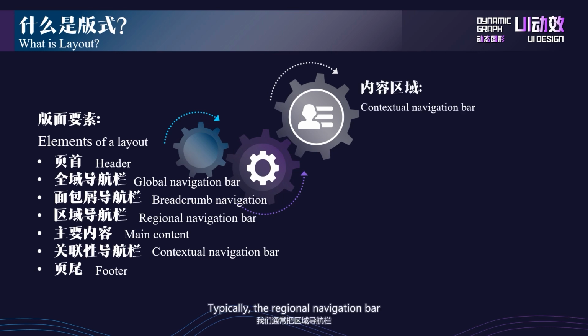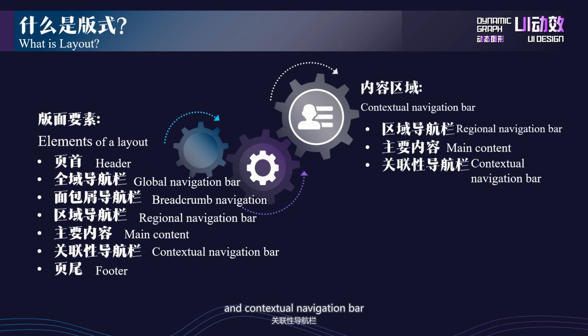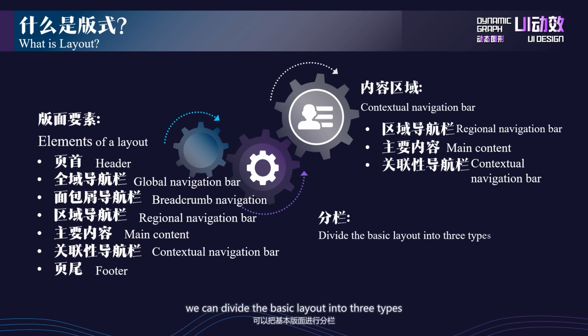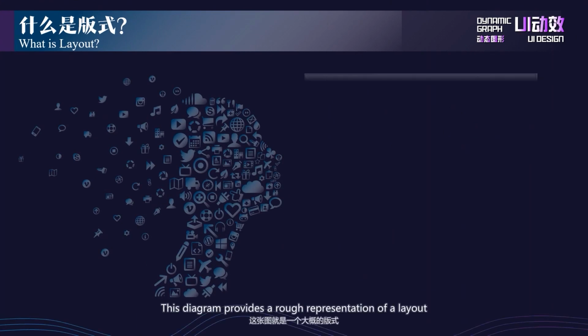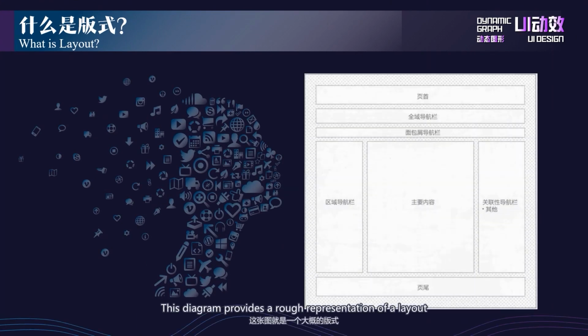Typically, the regional navigation bar, main content, and contextual navigation bar are collectively referred to as the content area. Based on the design of the content area, we can divide the basic layout into three types: single column, two column, and three column layouts. This diagram provides a rough representation of a layout. Please take a screenshot of it.